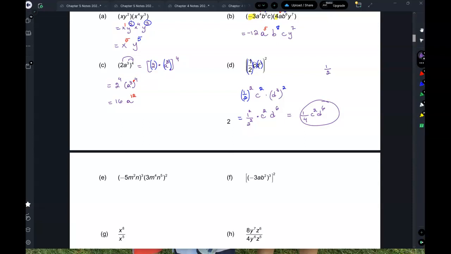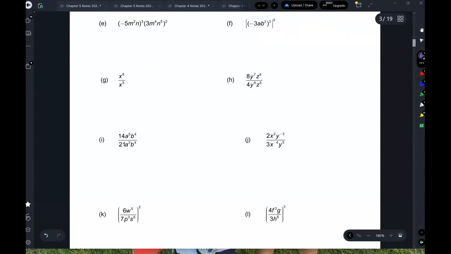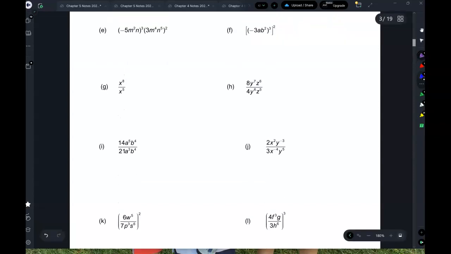All right, next one. For C, I don't know why. Oh, I see. Because the 3 is part of the A. Yep. Okay, so here, take a look. First, I have these exponents to take care of. So this is going to be -5 cubed m squared cubed n cubed times 3 squared m to the 4 squared n to the 5 squared. Do you see that? I really haven't done any math yet. I just distributed the exponents to everybody here.